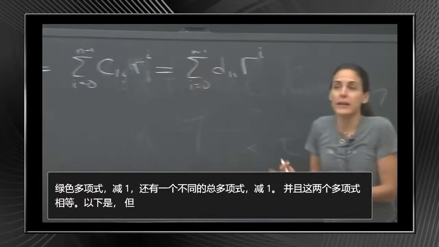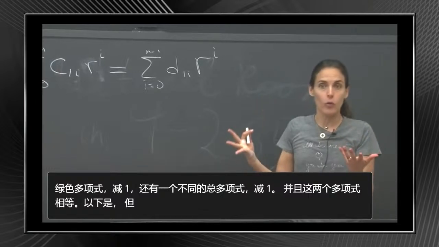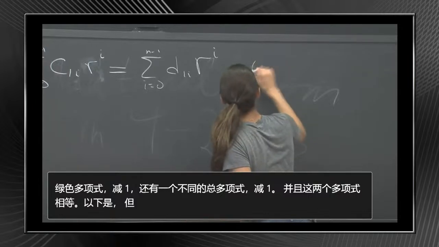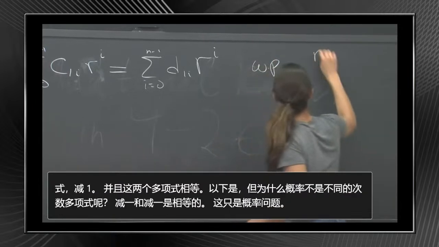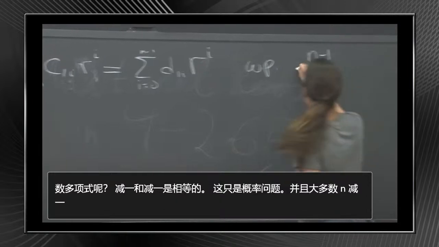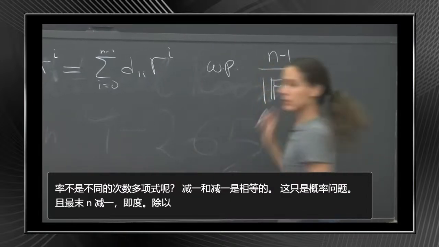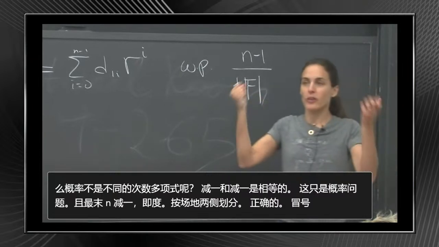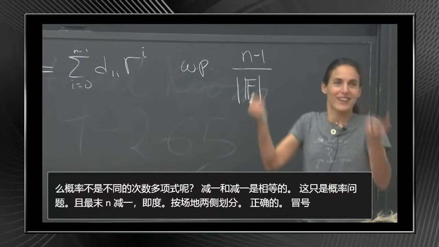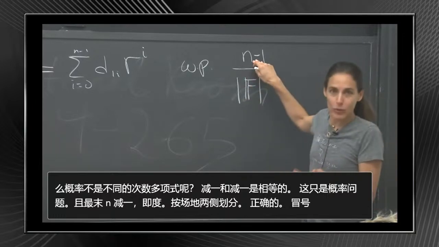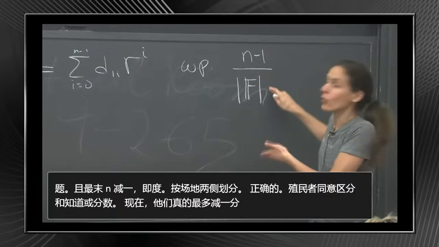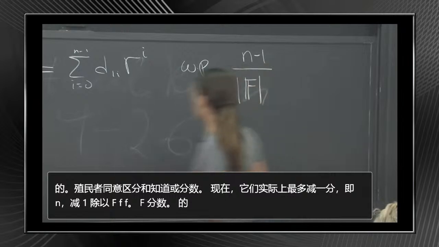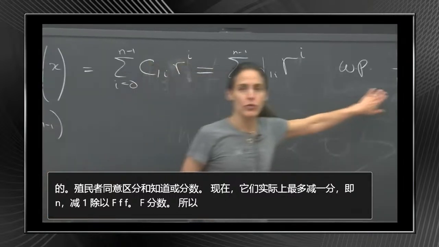But what is the probability that two distinct polynomials of degree n minus 1 are equal? This happens with probability at most n minus 1, the degree, divided by the field size. Two distinct polynomials agree on at most n minus 1 points, which is an (n minus 1) over |F| fraction of the field. So I'll reject with this probability.